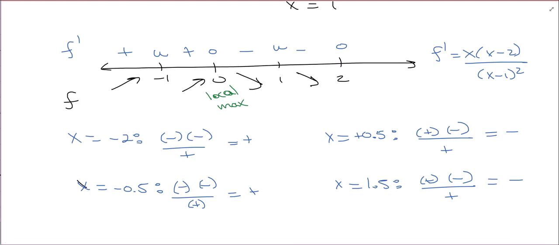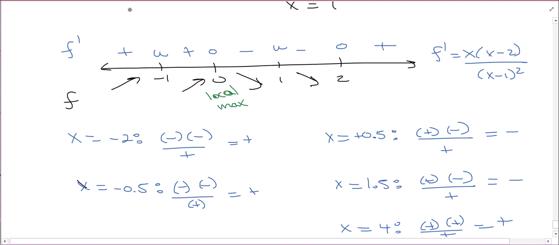And then something bigger than 2, let's pick 4. So when x is positive 4, that's positive. Positive 4 minus 2, that's positive, and the bottom is always positive. So you get positive, which means that the function is increasing. So at 2 you get a local min, because you go from decreasing to increasing.